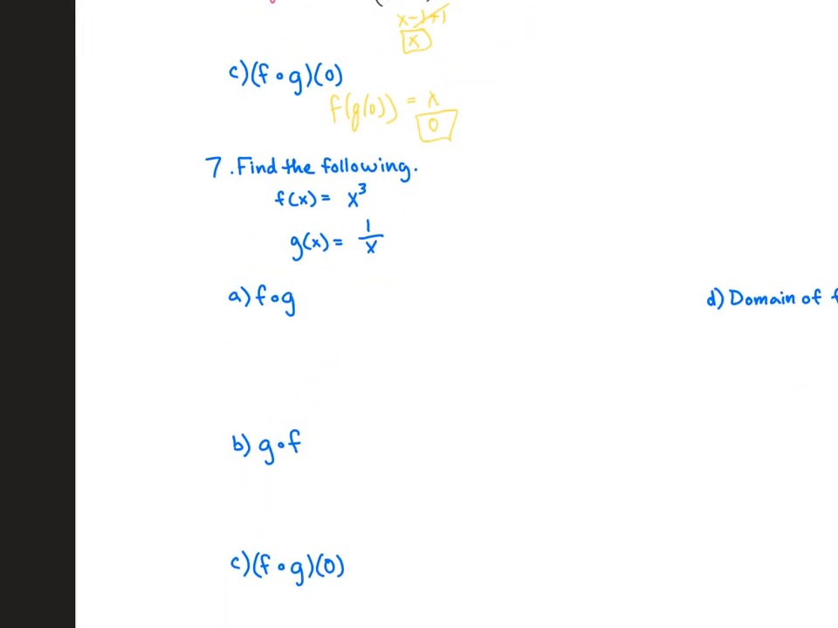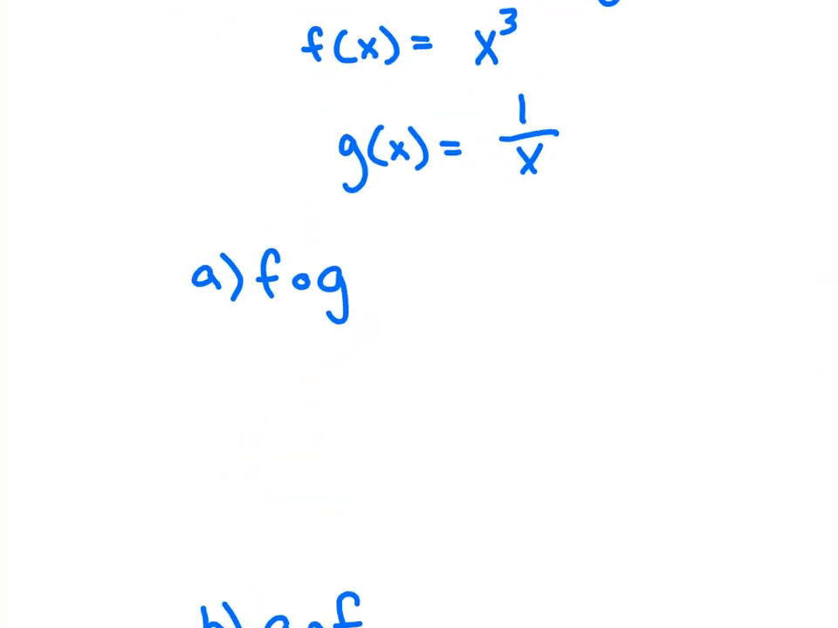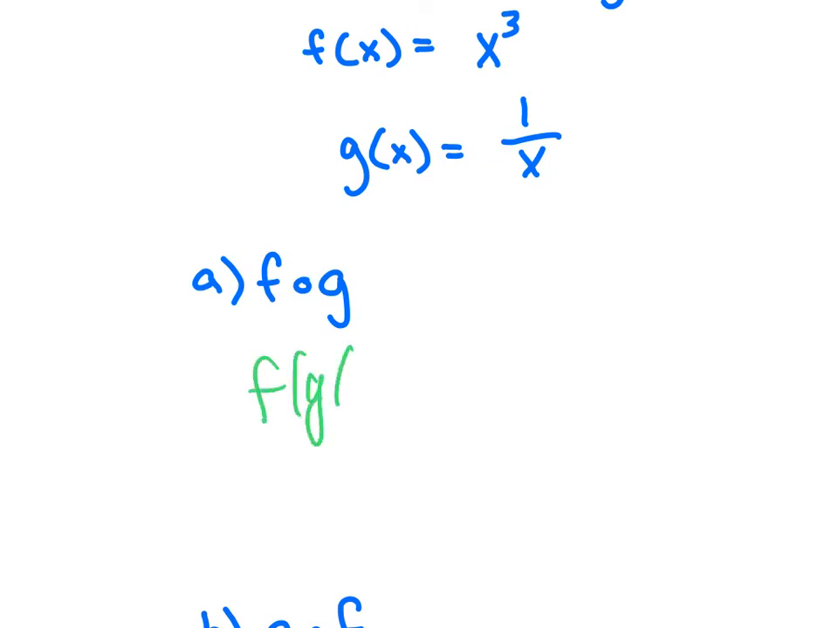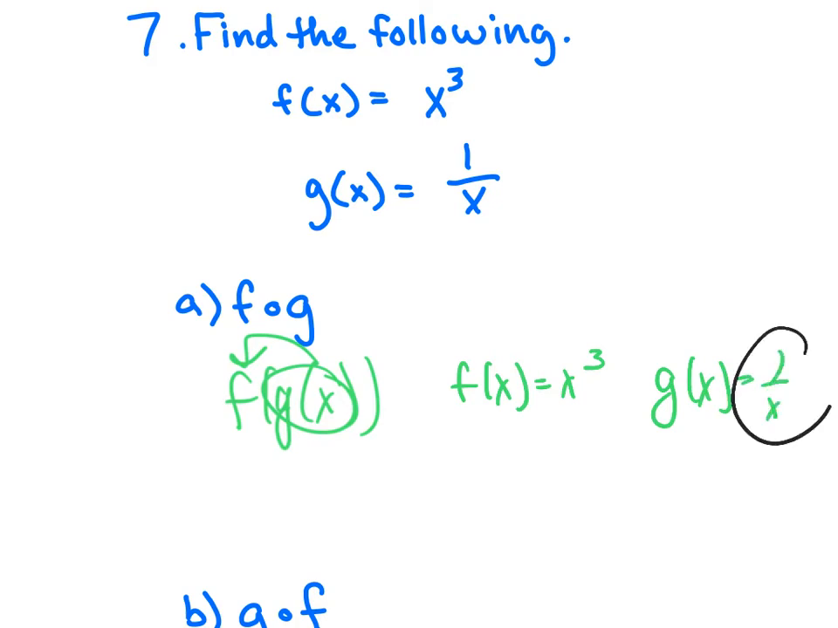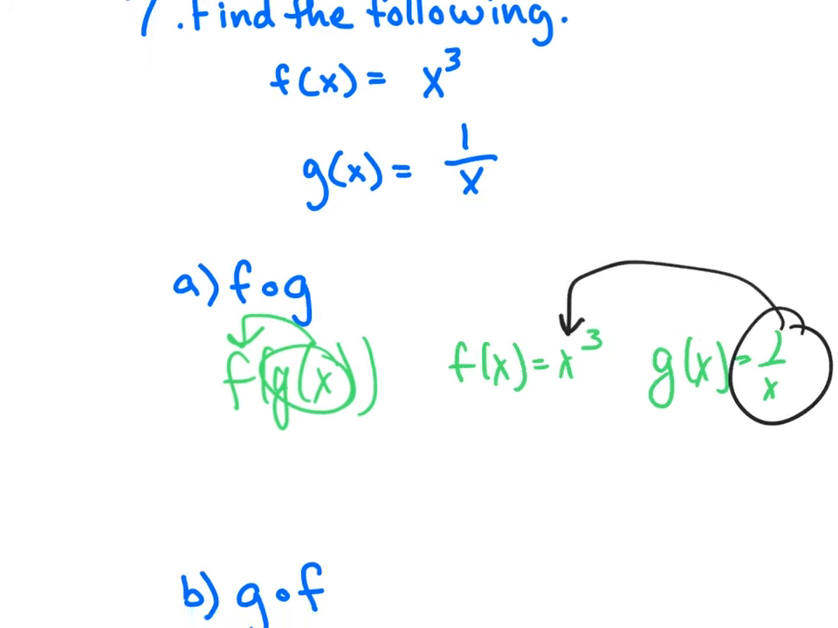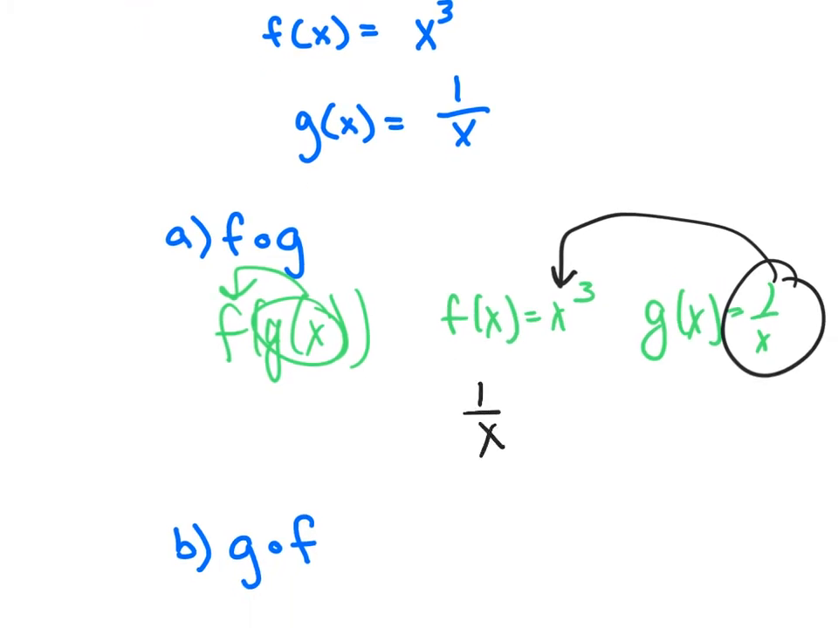And number 7, we're going to do the exact same thing. This is saying f of g of x, so take the g function, plug it in the f. So f of x is x cubed, g of x is 1 over x. So I'm going to take the g, plug it into the f. So my g function is 1 over x, and then I have to finish this, and it's cubed. Well, we distribute, the cubed goes to both. So 1 cubed is 1 over x cubed.